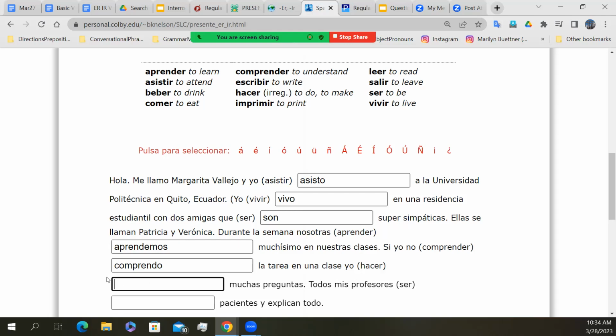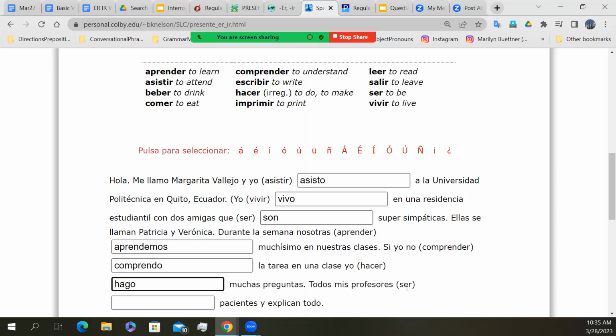This is going to be hago. This one I need to give you. It's a very irregular form. It's the only hacer form that goes weird or irregular. Hago muchas preguntas. This is a common way of saying I ask a lot of questions. In Spanish, you make a question. Hago una pregunta. It's a common way to phrase that.